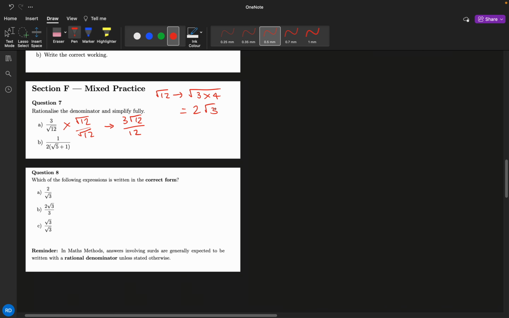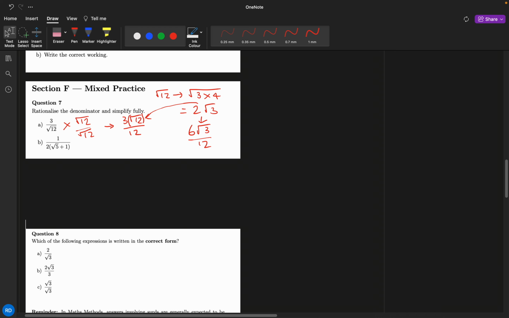So that's simplified. So if that's the case, root 12, we're going to sub that into here. And so this now has to be multiplied by 3. So it's going to be 6 times root 3 over 12. And that is the simplified version. I'm just going to quickly make some more space for the second part, part B. And I'll write it down here. Cool. Okay, so part B.